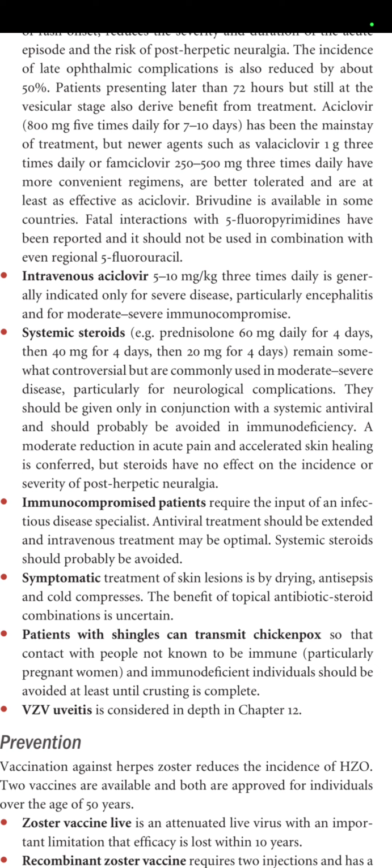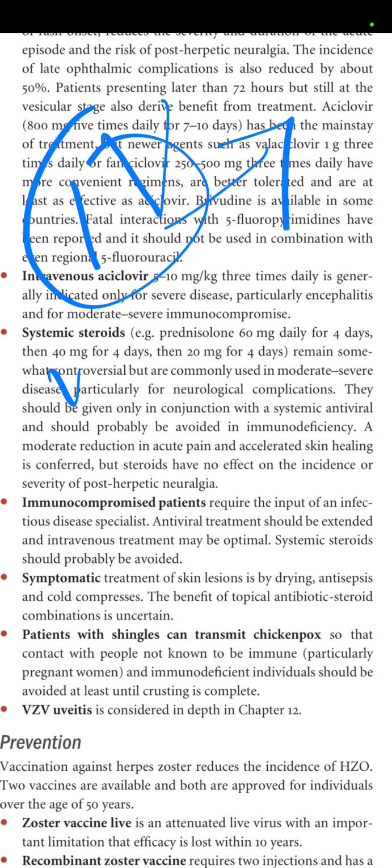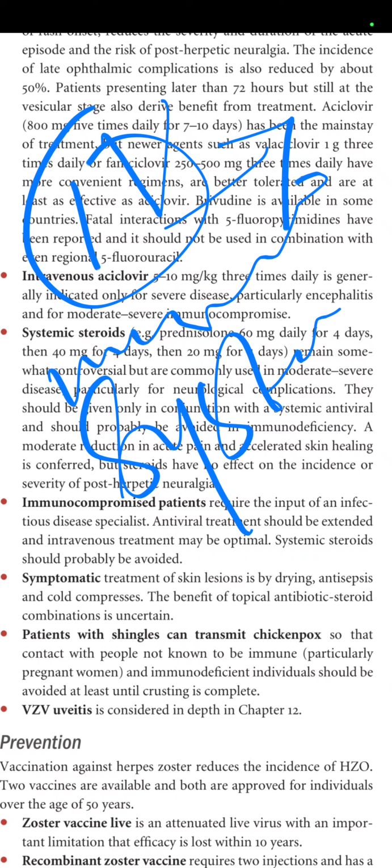Intravenous acyclovir 5 to 10 milligrams per kg 3 times daily is generally indicated only for severe disease, particularly encephalitis, or moderate to severe immunocompromise. Basically, the IV regimen is only given when the patient is immunocompromised or has systemic associations.